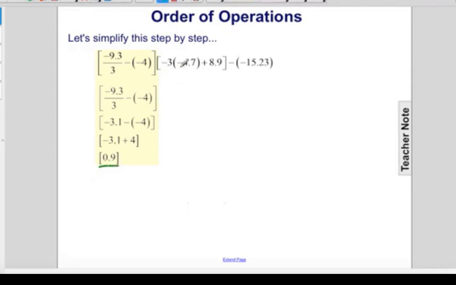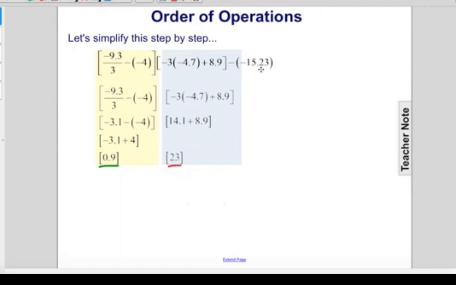So then we move on to our next set of parentheses. We have a multiplication problem in here and an addition problem, so we take care of the multiplication first. Negative 3 times negative 4.7 is 14.1, and we still have this addition at the end. So then once you do this addition, you are left with 23.